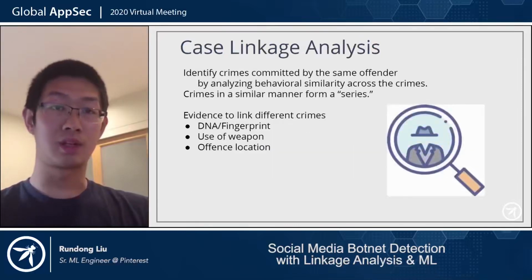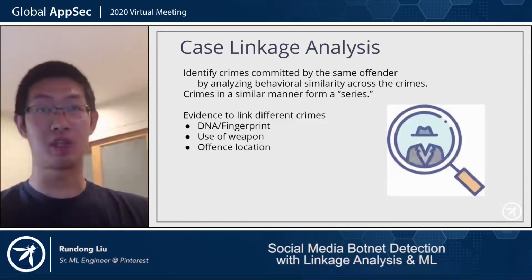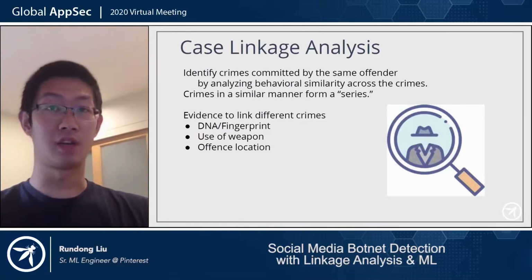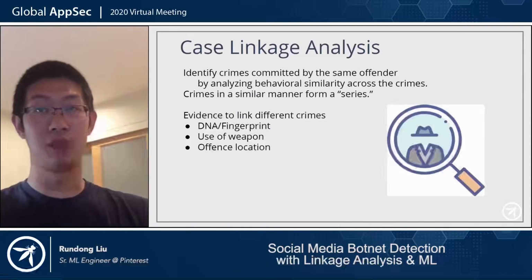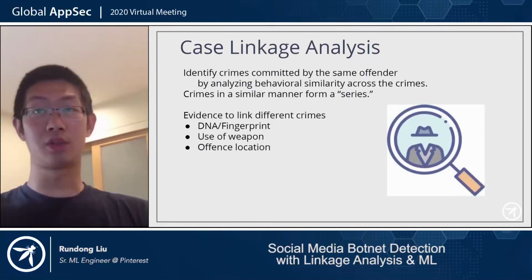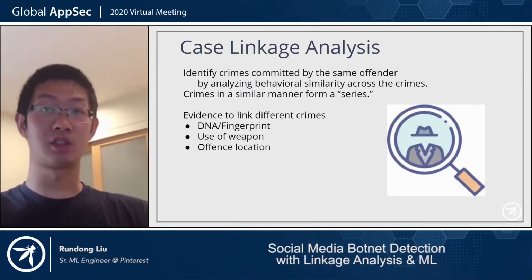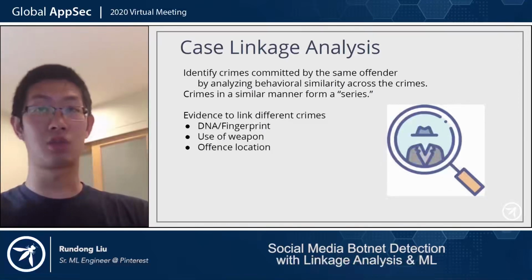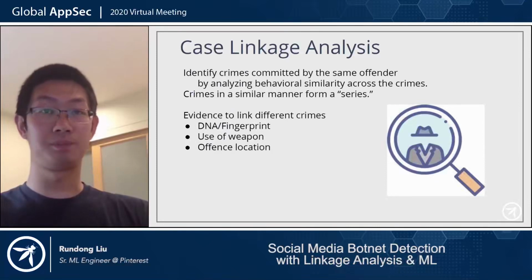We'll first try to borrow a concept from crime investigation, which is called case linkage analysis. It is also referred to as linkage analysis. It's the process of determining whether there are discrete connections or distinctive behavior factors that associate unrelated cases by means of crime scene analysis. The idea is to identify crimes committed by the same offender.